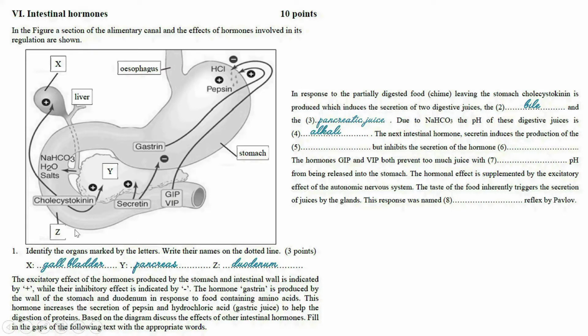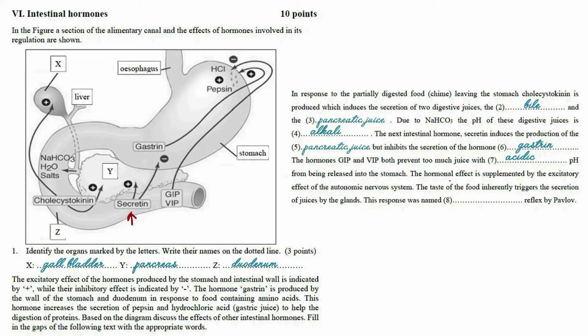The next intestinal hormone, secretin, which is here. Secretin induces the production of pancreatic juice, you can see it with a plus sign, and it is inhibiting, so it inhibits the secretion of the hormone gastrin. The hormones GIP and VIP, here you can see them, namely vasoactive intestinal peptide and gastric inhibitory peptide, you don't have to know them. You can see that they are negatively affecting the hydrochloric acid production, so both prevent too much juice with acidic pH from being released into the stomach.